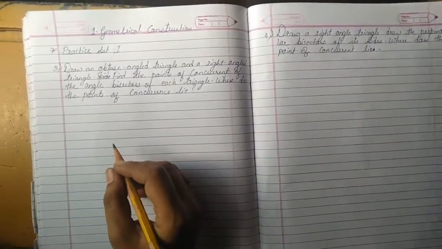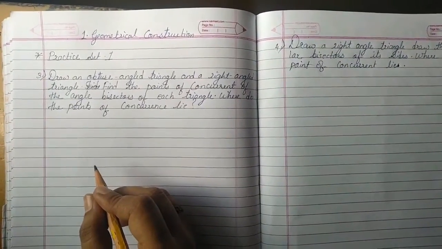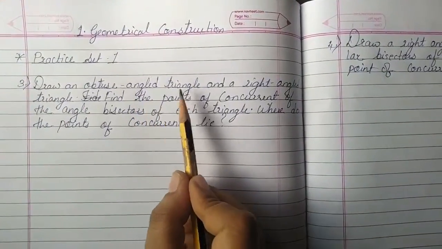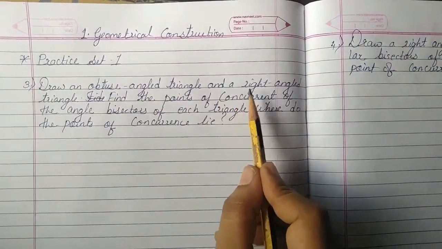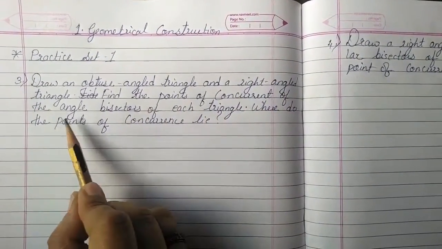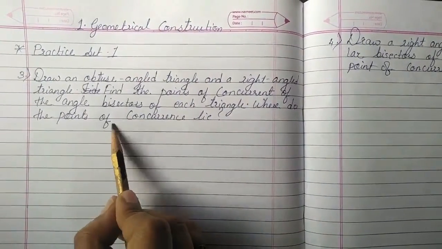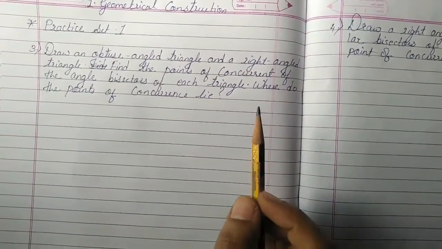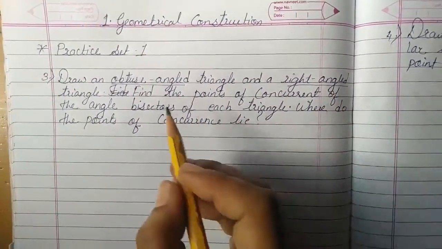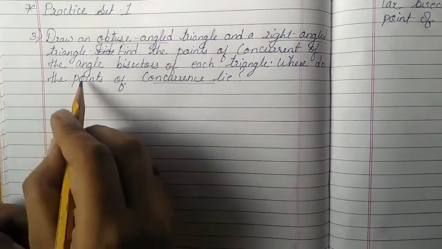Hello students, in the previous lecture I taught you question number 1 and question number 2 of problem set 1. Now I will shift to question number 3. Draw an obtuse angled triangle and a right angled triangle. Find the point of concurrence of the angle bisectors of each triangle. Where does the point of concurrency lie? First we will draw the obtuse angled triangle and see where the point of concurrency lies.